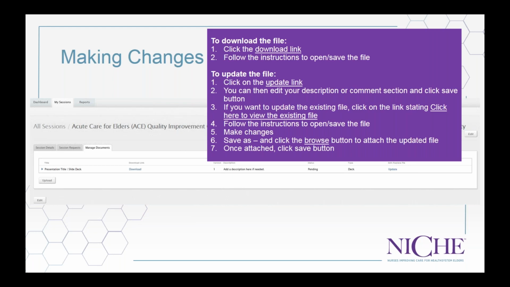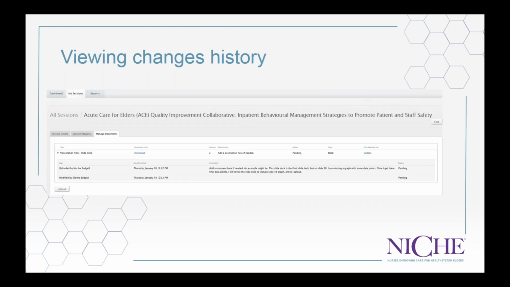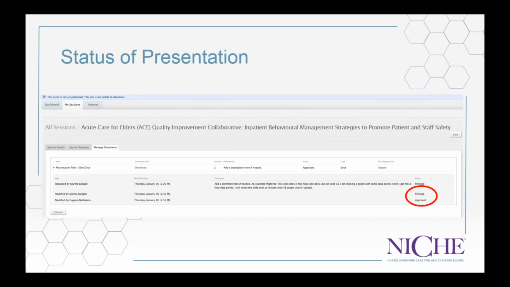Okay, moving on. In order to view changes or the history of your uploaded files, you can click on the title of your poster to expand the view. Now you can see the history of the updates performed on this single file, as seen on this screenshot here.